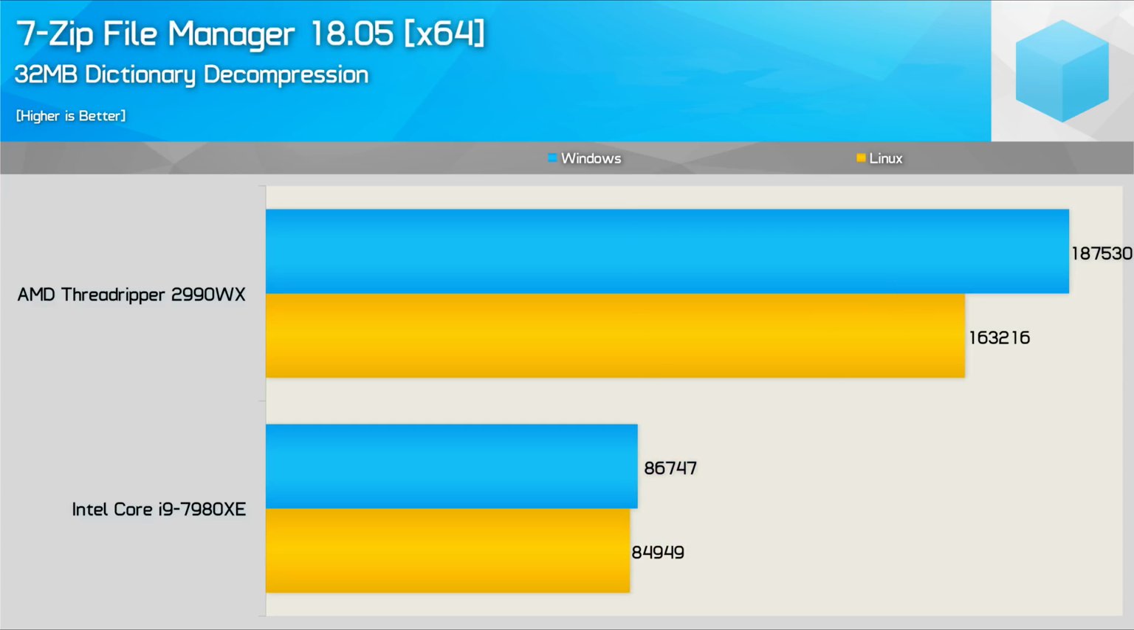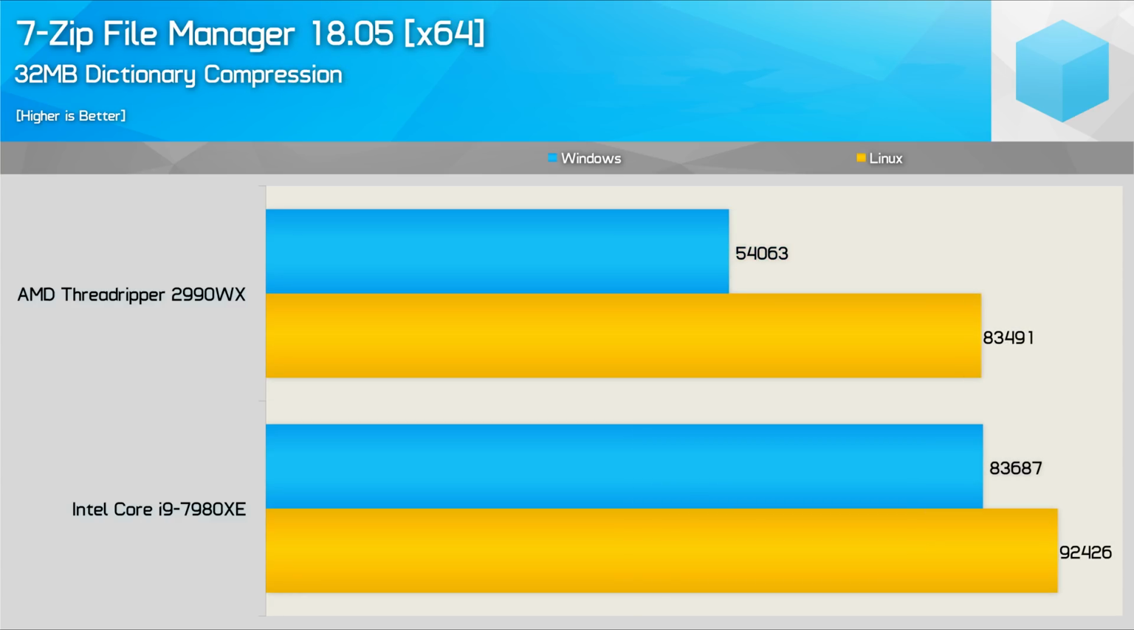I also found some odd results using 7-zip on Linux as well. For example, the 2990WX's exceptional decompression performance seen on Windows was reduced by 13% when using Linux. The 7980XE also saw a performance drop off, though it was very minor. Compression performance for the 2990WX was drastically improved. Here we see a massive 54% performance uplift. That said, the 7980XE also enjoyed a performance boost, though it was a much smaller 10% increase. Still, this meant overall the 7980XE was still 11% faster than the 2990WX.